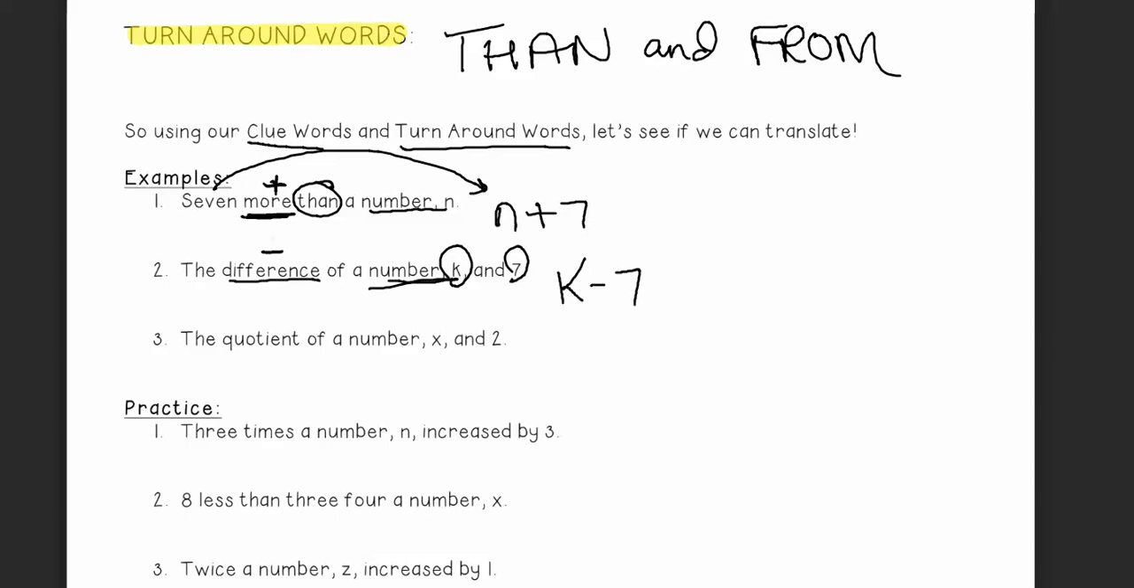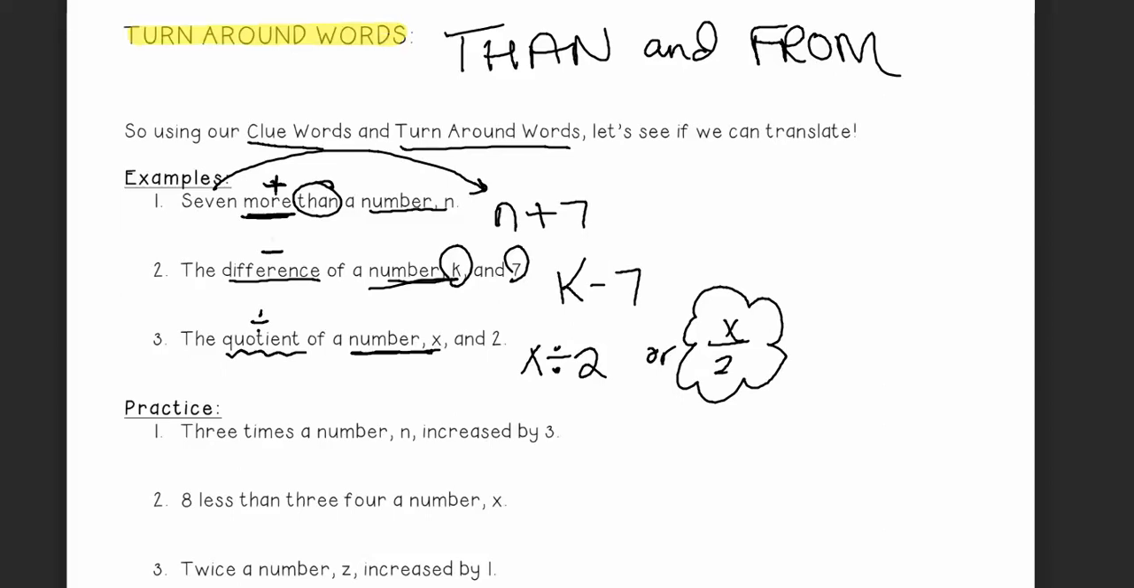And if I look at number 3, it says the quotient of a number x and 2. That number is just x. And I have no turnaround words, but the word quotient is most missed. That means divide. So that's just going to be x divided by 2. And if I want to be a good mathematician, I'm going to rewrite this as x over 2. Both of these answers are correct, but this one is the more mathematical answer, and that's the one we prefer.